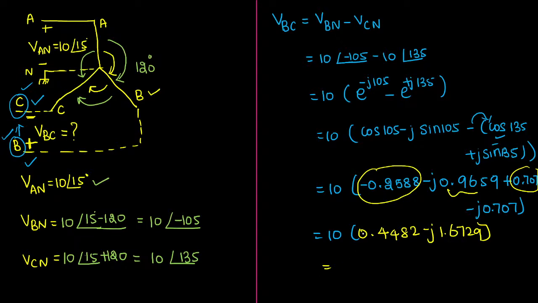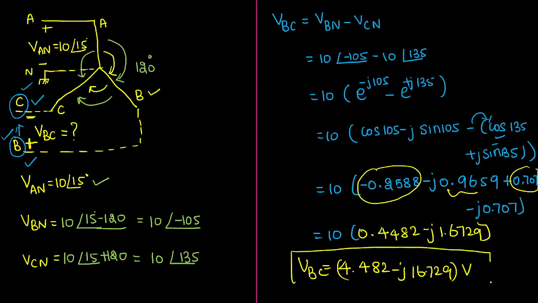You can multiply it by 10 if you want, so it will become 4.482 minus j 16.729 volts. So it is in rectangular format. But if you observe, your options were given in polar format. What you have to do? You know how to convert it into polar. So let us do it.